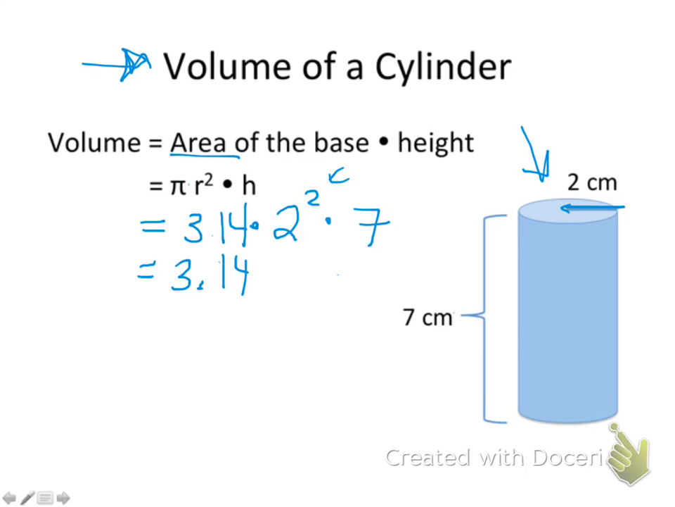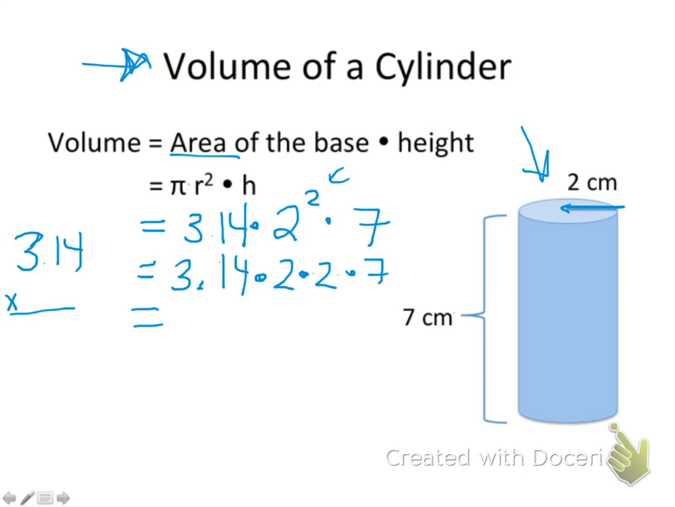3.14 times 2 times 2 times 7. Okay, I know that 3.14 times 2, if I do that on the side, you can do this multiplication in any order that you want. I'm going to do it in the most straightforward order, which is from left to right, but if you see another trick that you think will make it easier, go for it and do it that way.